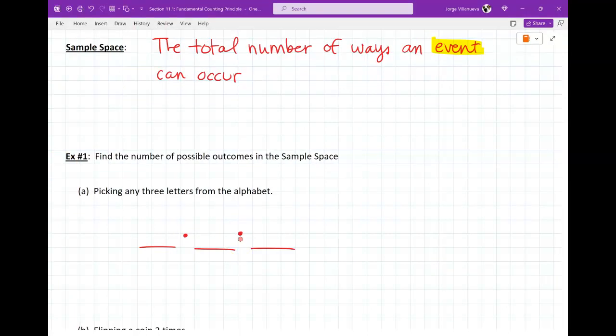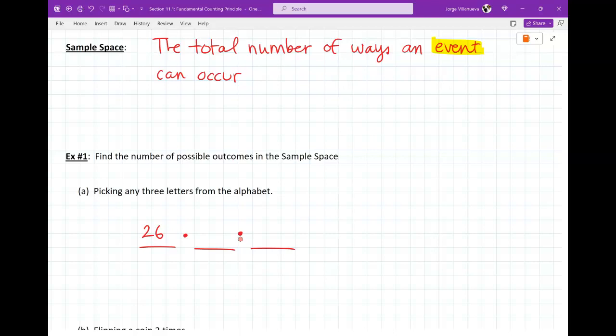So we're putting 3 underlines, right? The first underline is the first time I picked the letter. The second underline is the second time I picked a letter. And the third underline is the third time I picked a letter. Okay? So how many different ways can I pick a letter from the first one? You said 26, right? How many different ways can I pick a letter the second time?